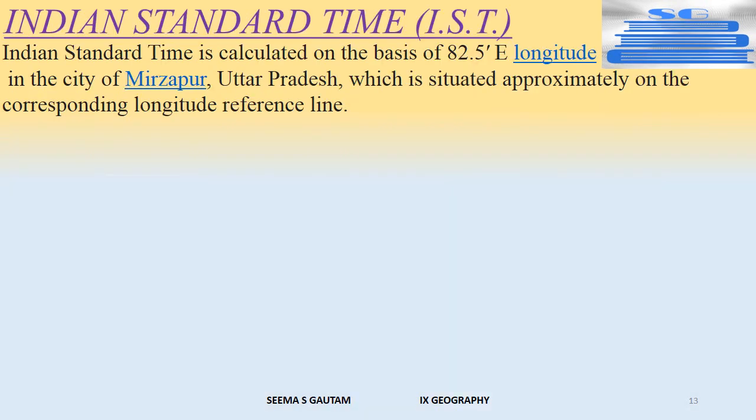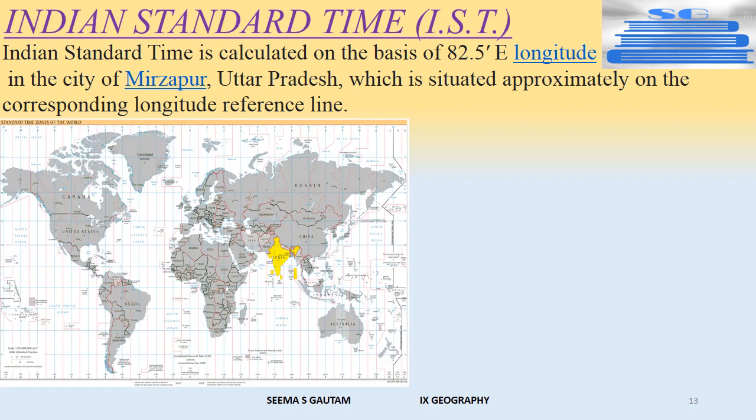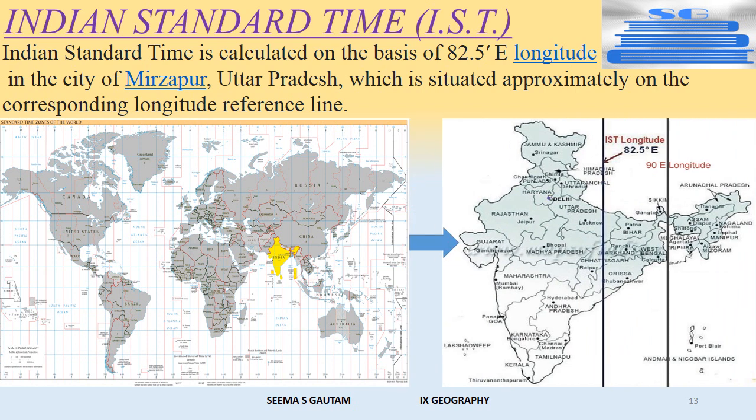As I said about the standard time, now we'll learn Indian Standard Time, that is IST. The 82.5 east longitude is selected as the central meridian of India, which approximately divides the country into two halves. This meridian passes through Allahabad and is known as the standard meridian of India. The local time of this meridian is considered as the standard time for the whole country. It means that when it is noon at 82.5 degree east longitude, the time is taken as noon for the whole country.